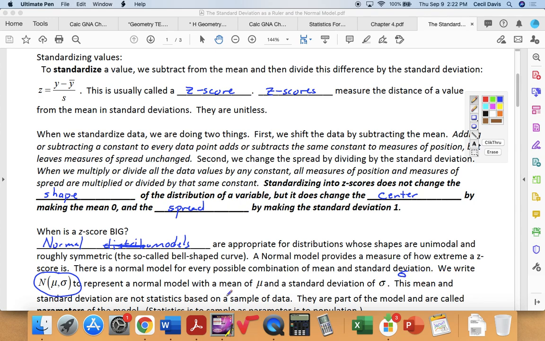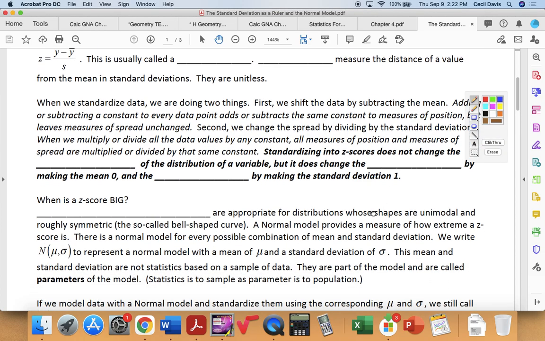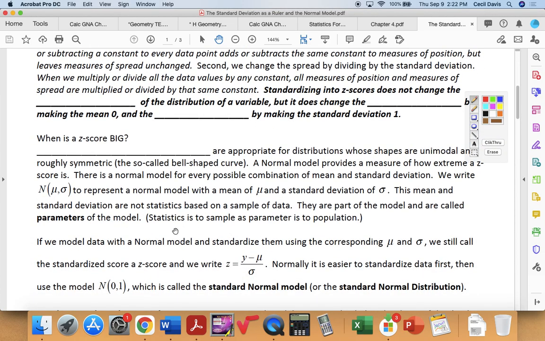So this mean and standard deviation are not statistics based on a sample. They're part of the model and are called the parameters. A statistic is taken from a sample. A parameter is from the entire population. So just remember the S goes with the S and the P goes with the P. What does that mean? The second part, that a parameter is for the population. So here, mu and sigma are parameters. They're from the entire population.